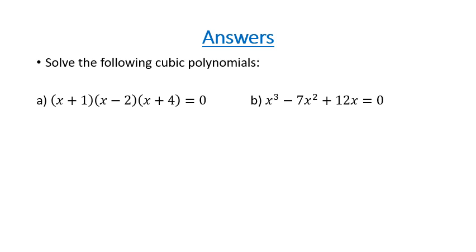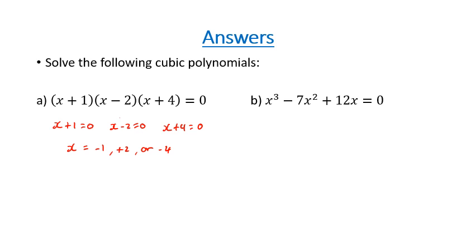Okay, so in these first couple, we're looking at the null factor for our first equation. So we've got x plus 1 equals 0, x take 2 equals 0, or x plus 4 equals 0. Therefore, we can say that x is equal to negative 1, positive 2, or negative 4.